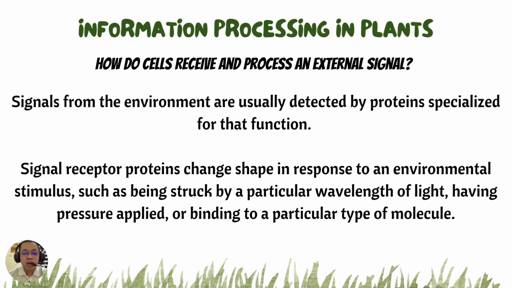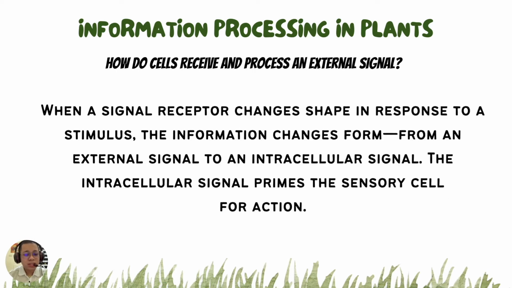The signals from the environment are usually detected by proteins specialized for that function. The signal receptor proteins change shape in response to an environmental stimulus, such as what are those environmental stimuli we have? Being struck by a particular wavelength of light, having pressure applied, or binding to a particular type of molecule. When a signal receptor changes shape in response to a stimulus, the information changes form from an external to an intracellular signal.